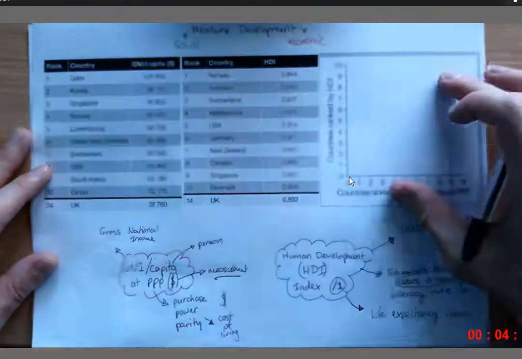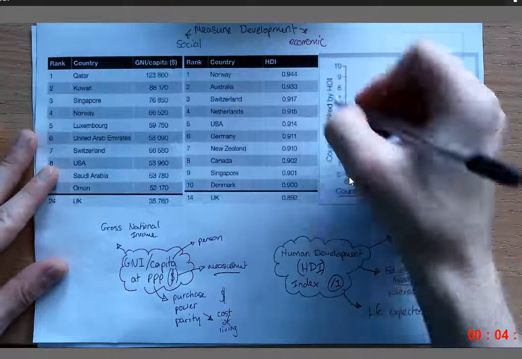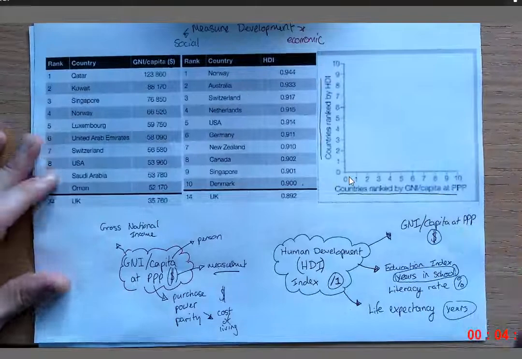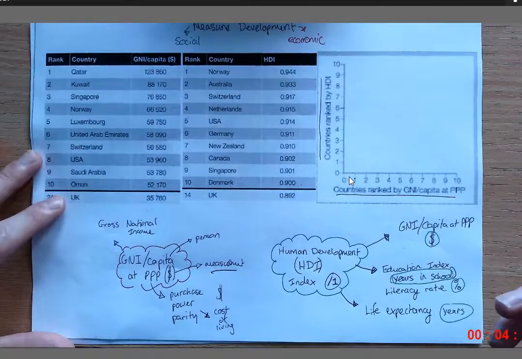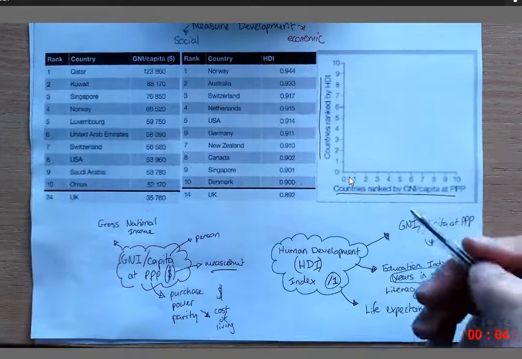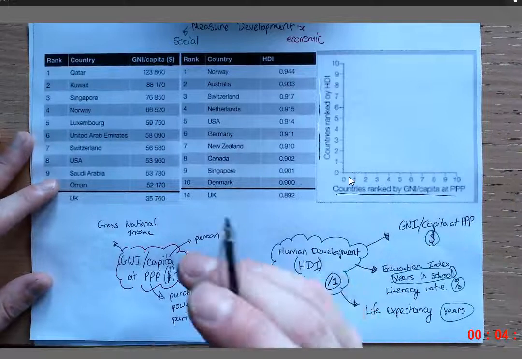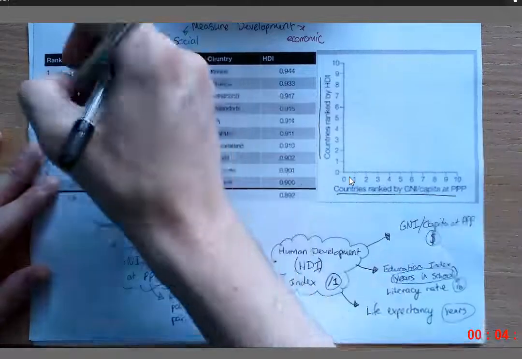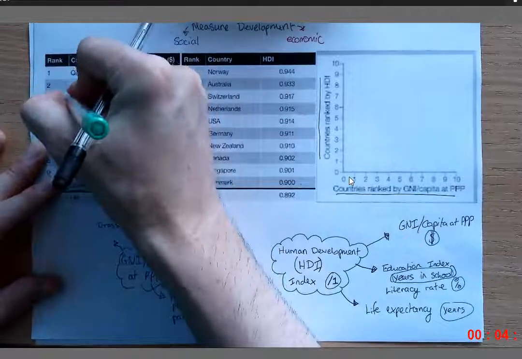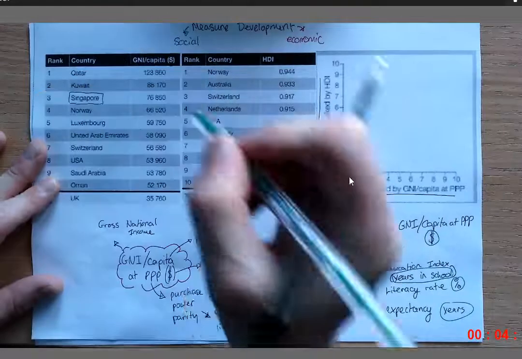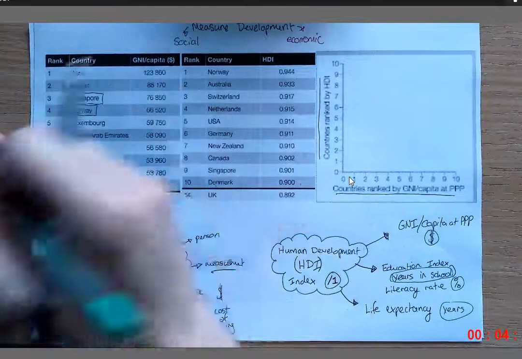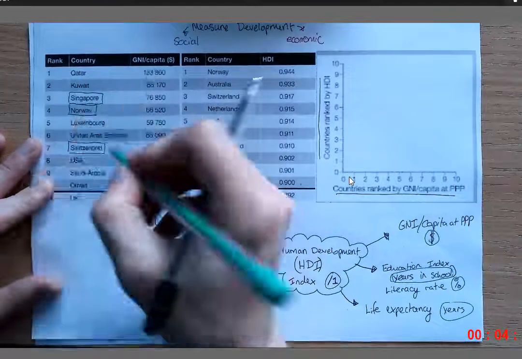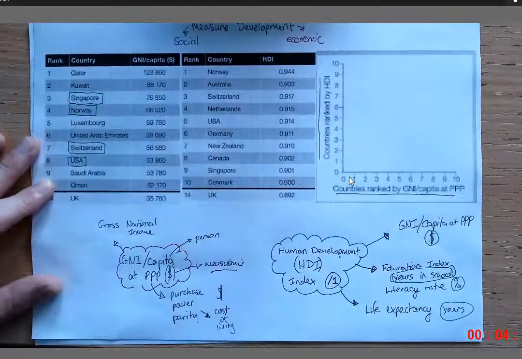Now I've got a scatter graph here, and we're going to be filling in 4 countries based on these two figures, and we're going to see if there's a positive or negative correlation between the two, or if there's no correlation, in which case they're not really linked. It's a little bit difficult with just having 4, but we're going to give it a go. I'm going to highlight in green our GNI per capita countries. We're going to be looking at Singapore, which is number 3 in GNI. We're going to look at Norway, number 4 in GNI in the world. Switzerland, which is number 7, and the USA, which is number 8.